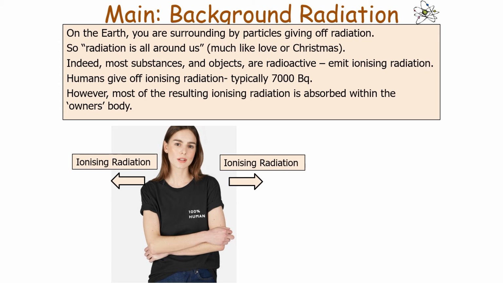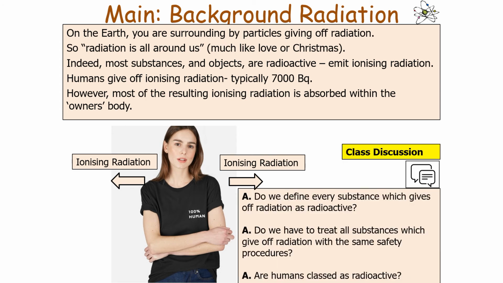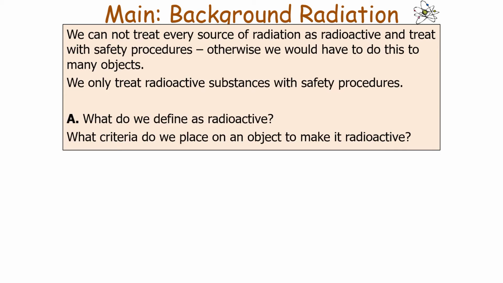Now humans give off ionizing radiation themselves, typically about 7,000 becquerels. However, most of the resultant ionizing radiation is absorbed within the owner's own body, so actually the human doesn't release as much ionizing radiation as 7,000 becquerels. So we've got to consider a few things with these ideas. Do we define every substance which gives off radiation as radioactive? Do we have to treat all substances which give off radiation with the same safety procedures, and are humans actually classed as radioactive?